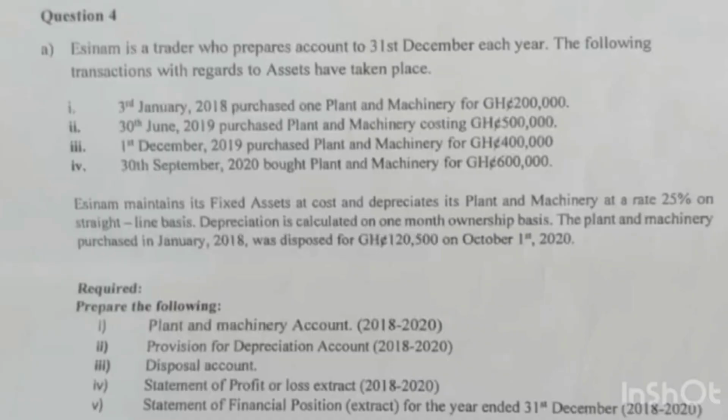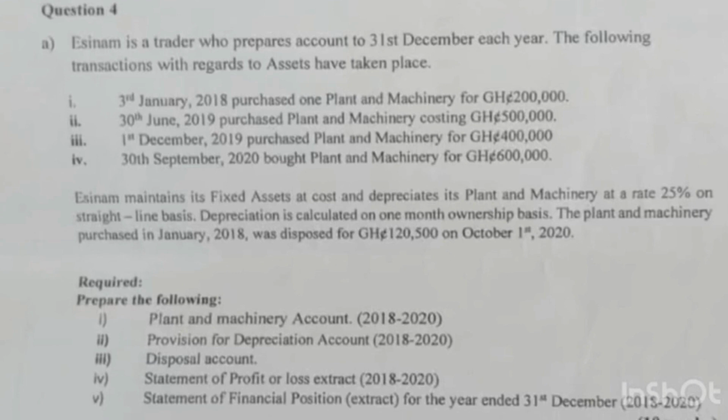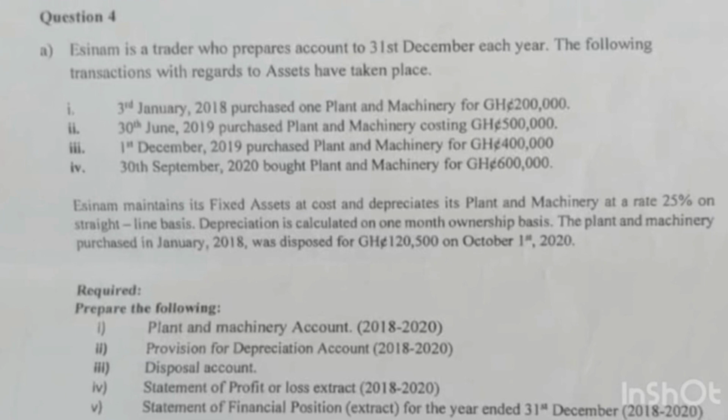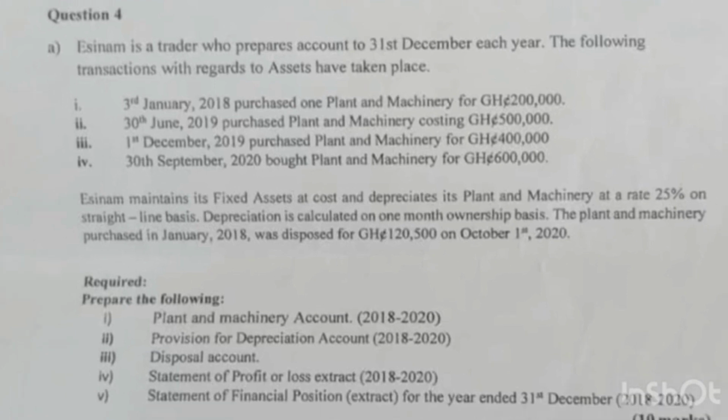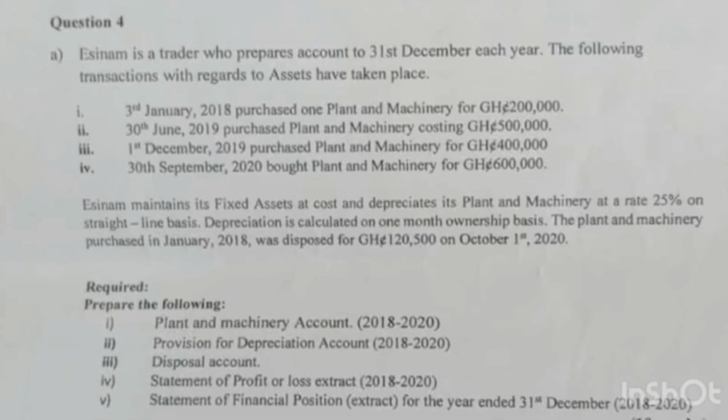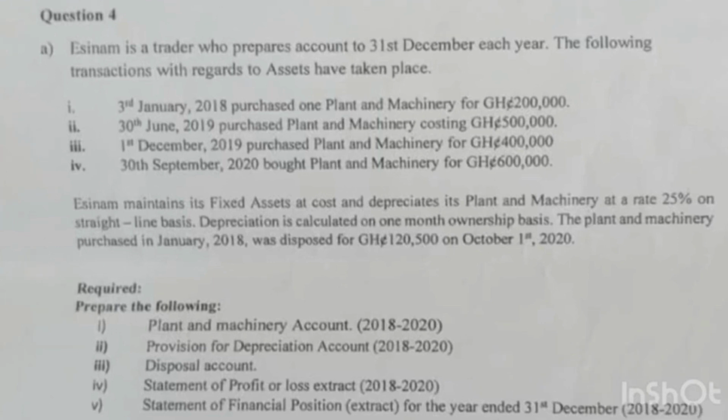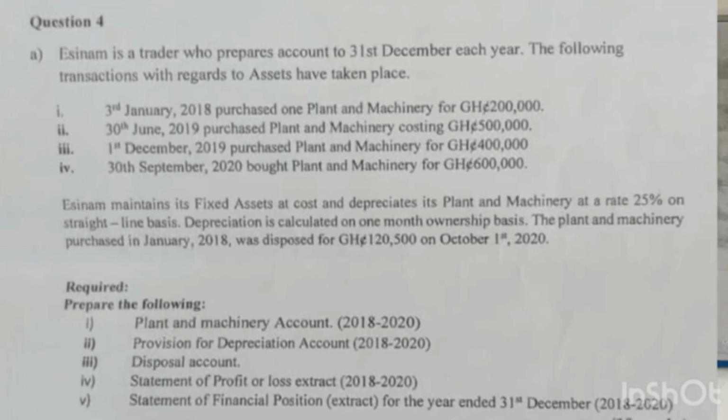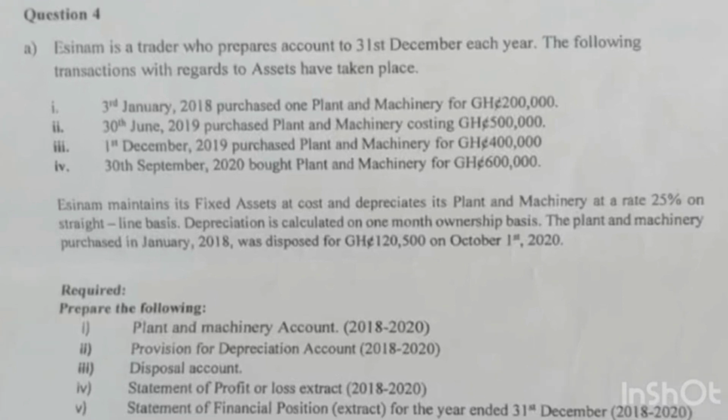Now this is question 4. It says, Esinam is a trader who prepares accounts to 31st December each year. The following transactions with regards to assets have taken place. I, 3rd January 2018, purchased plant and machinery for 200,000. II, 30th June 2019, purchased plant and machinery costing 500,000. III, 1st December 2019, purchased plant and machinery for 400,000. IV, 30th September 2020, bought plant and machinery for 600,000.